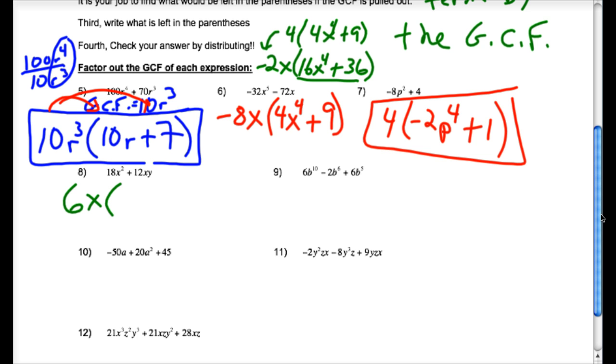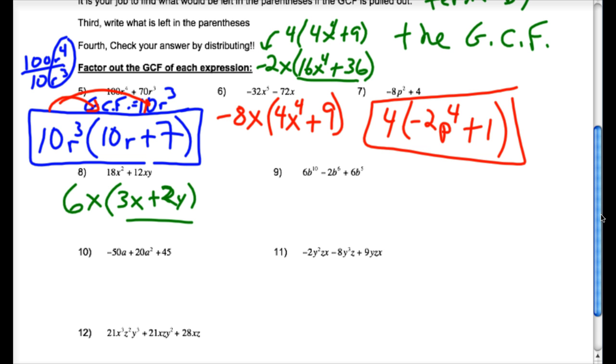Divide each piece by 6x, Natalie. Plus 2y. Very good. Is the stuff in your parentheses, Natalie, prime? Yeah. 3x plus 2y, nothing else can come out of it, you factored it correctly. I can do 9.